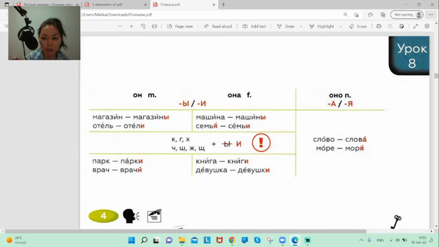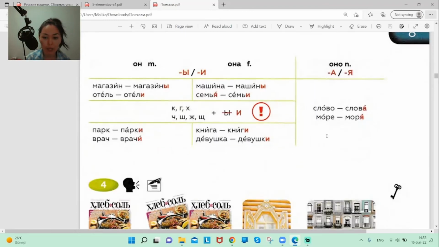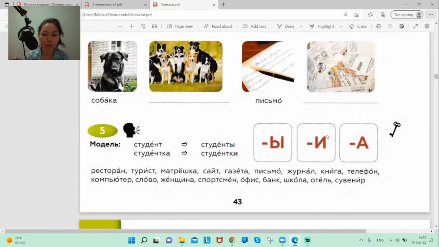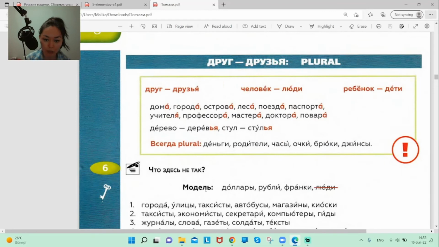Now about neuter. Neuter has ending of о and е. Слово becomes слова because о and а are wide vowels. But е is not that wide. So море, е changed to я. Море, моря. There are some exceptions. We're gonna talk about them now.